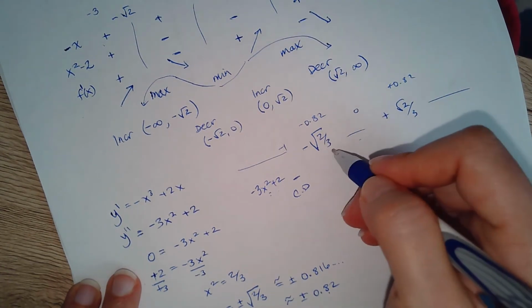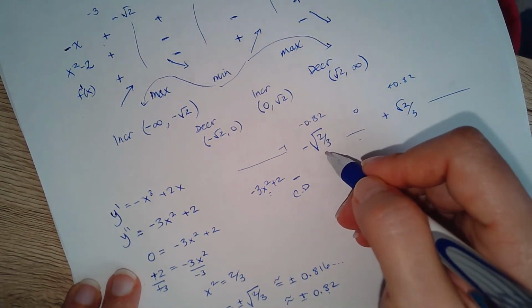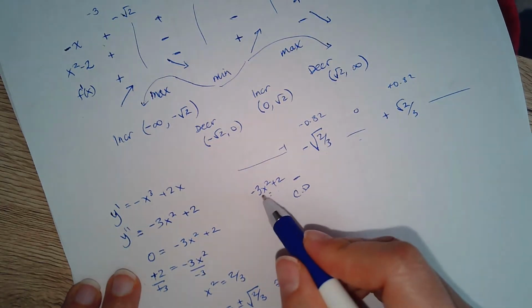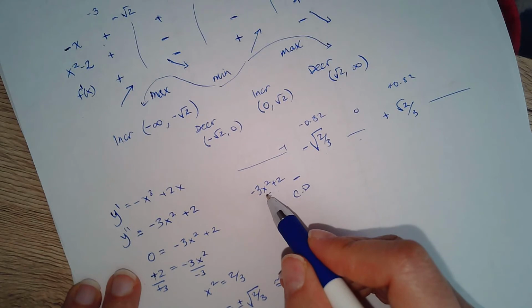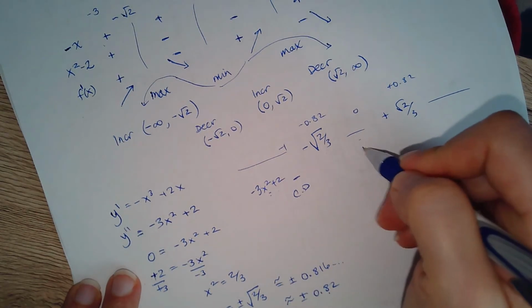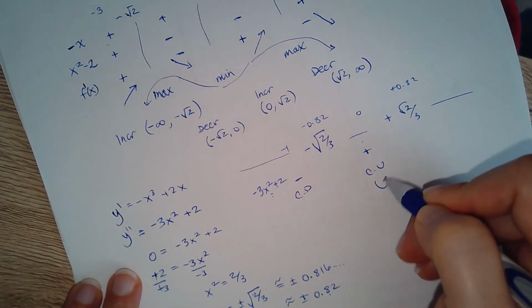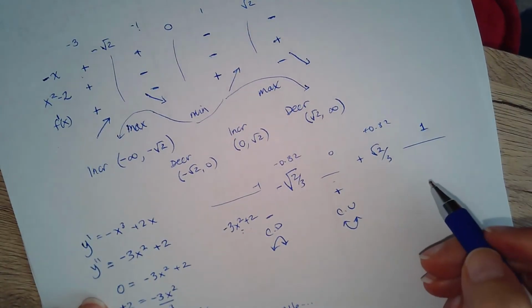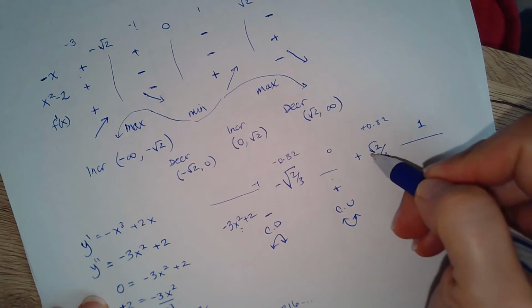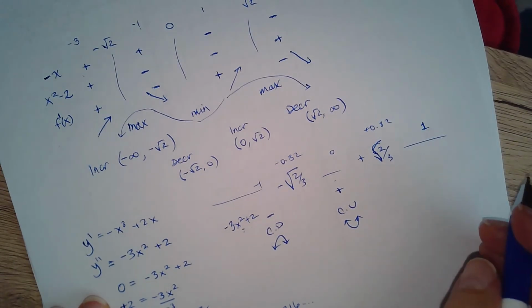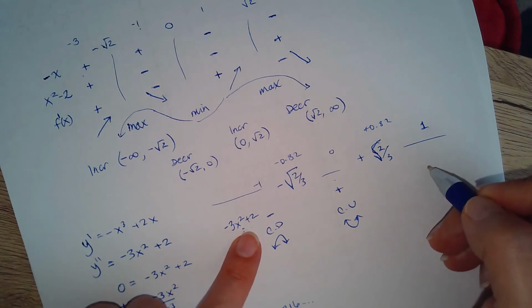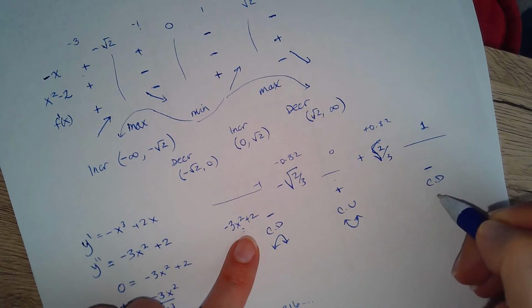Okay? If I go between negative root 2/3 and positive root 2/3, numbers like 0. So 0 squared is still 0, negative 3 times 0 is 0, plus 2, I got positive, so this is concave up. And let's go to the right of positive root 2/3, so the whole thing's under a root. Okay, so if I put in positive 1, I have negative 3 times positive 1, so that's negative, plus 2 is still negative, so we're concave down over here.